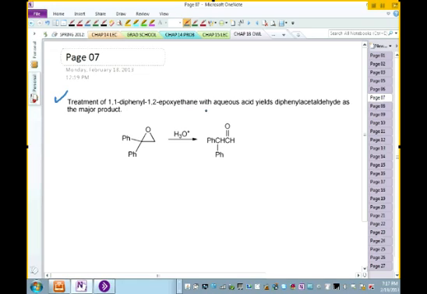Treatment of 1,1-diphenyl-1,2-epoxyethane with aqueous acid yields diphenylacetaldehyde as a major product. Okay. Thank you. Now, this is a mechanism problem. They say treatment of 1,1-diphenyl, which is this molecule here. By the way, sometimes you see this symbol, that represents benzene, or phenyl. I don't think we have used that symbol before. Now, we have 1,1-diphenyl-1,2-epoxyethane.